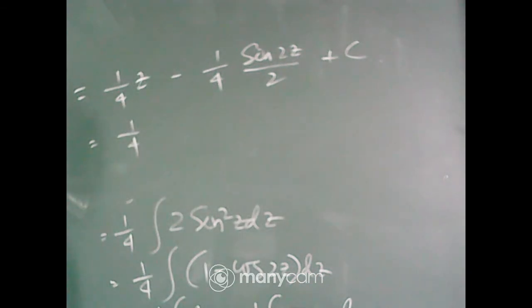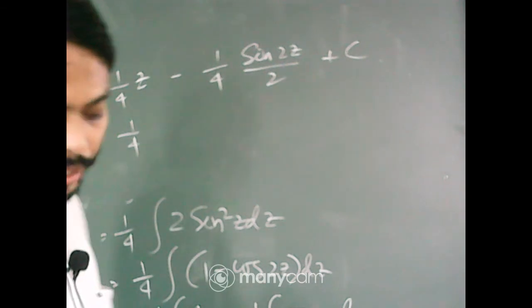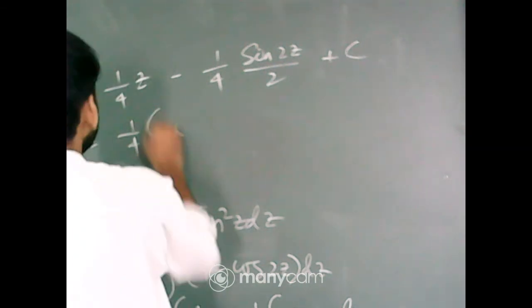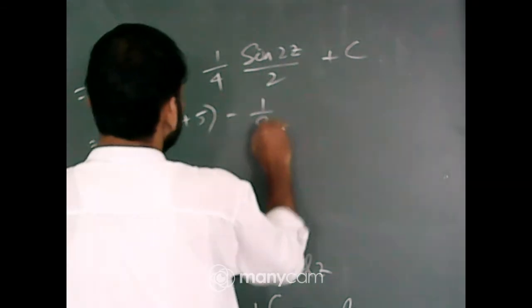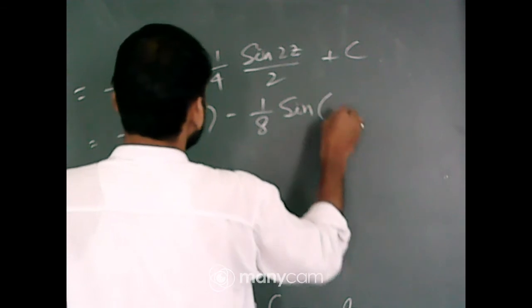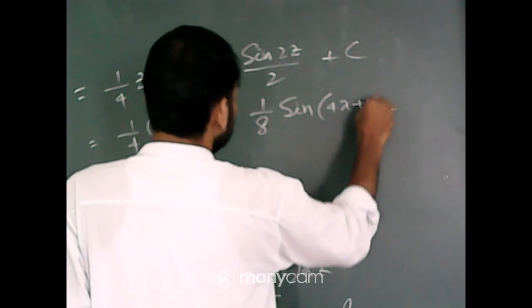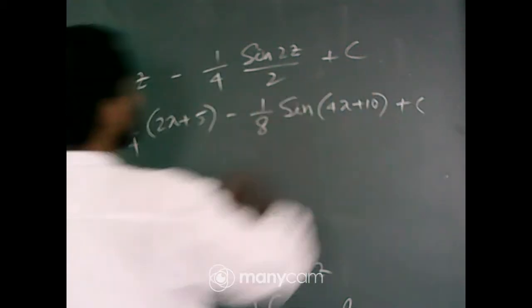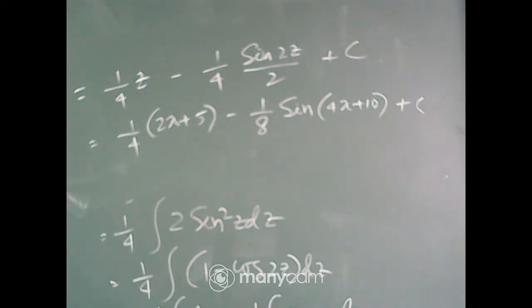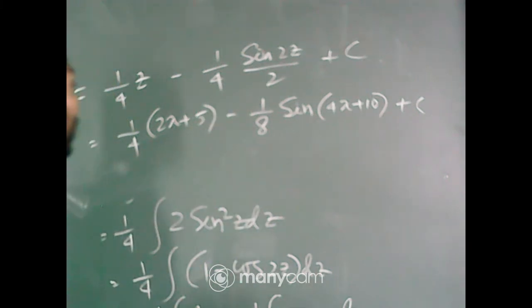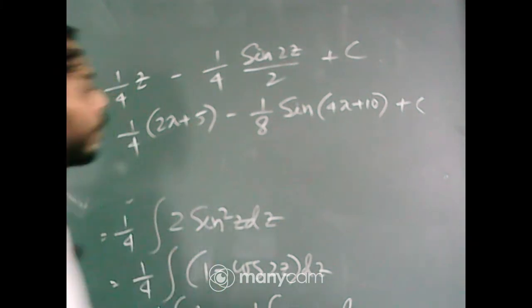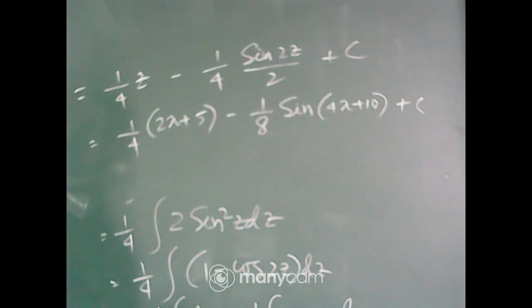Now put the value of z. I am taking at the beginning z equals 2x plus 5. So 1 by 4 into 2x plus 5 minus 1 by 8 sine of 4x plus 10, because here it is sine 2z. So 2 will be multiplied with the z. Z means 2x plus 5. Whenever it is multiplied with 2, it will be 4x plus 10. So 1 by 4 into 2x plus 5 minus 1 by 8 sine of 4x plus 10 plus c.